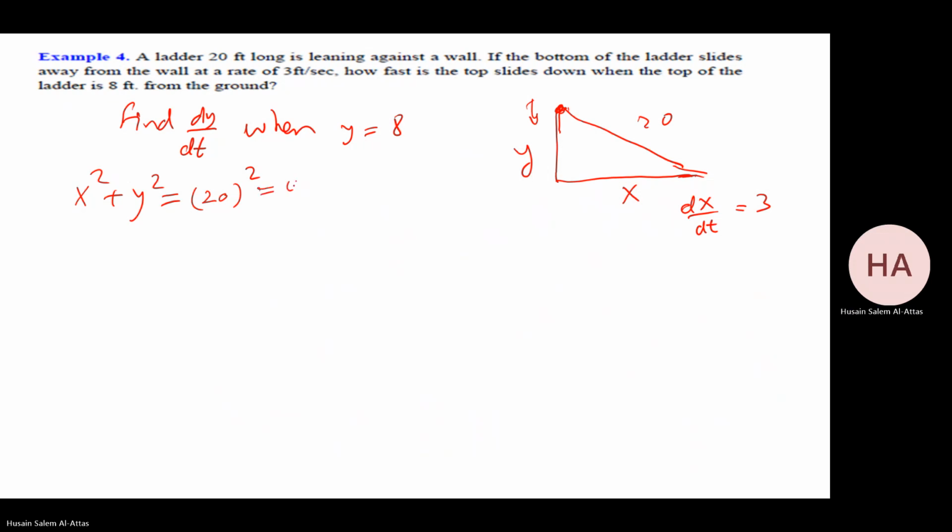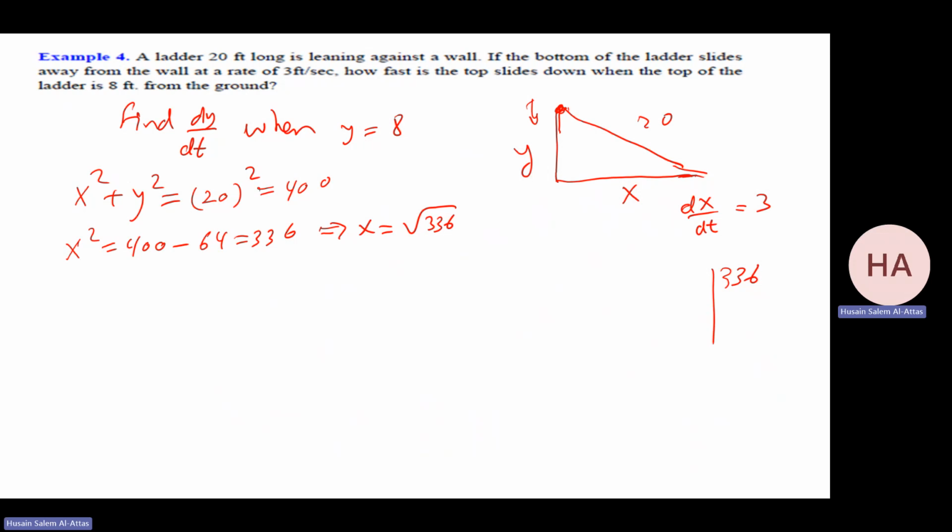Which is 400. So we do the calculations. I have x squared equal 400 minus 64, and that is 336. So x is the square root of 336, which is what? 336, if we check it quickly, divide by 16. Yeah, I know it. So it's 21. So this will be 4 root 21. Yeah, that will be 4 root 21.